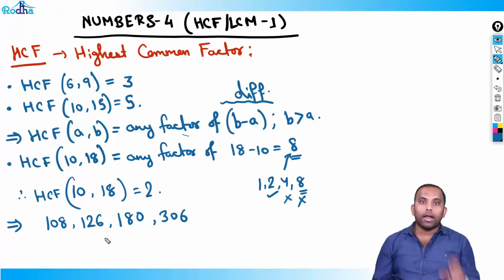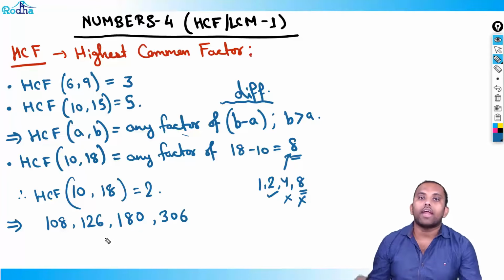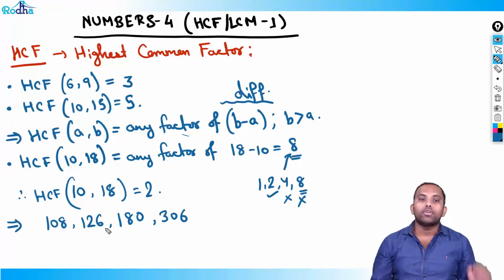So I don't need to calculate anything. If I understand this difference concept, I don't need to calculate much here, right? So this difference concept goes like this. You pick any pair in these four numbers which has the smallest difference. That is obviously 108 and 126, right?